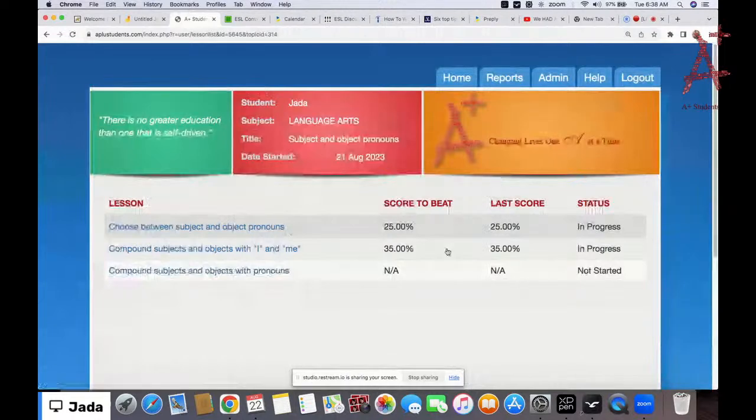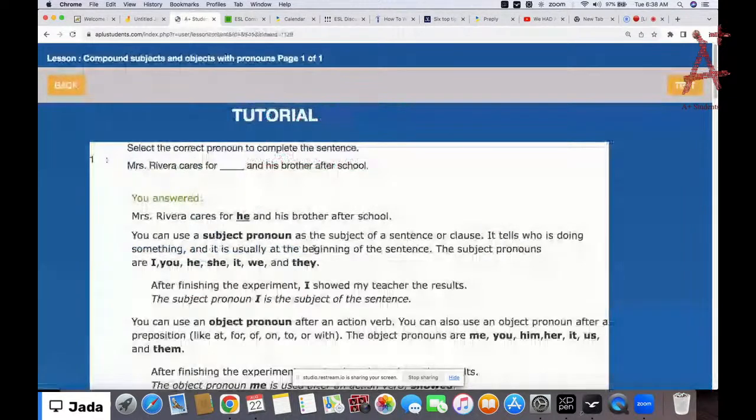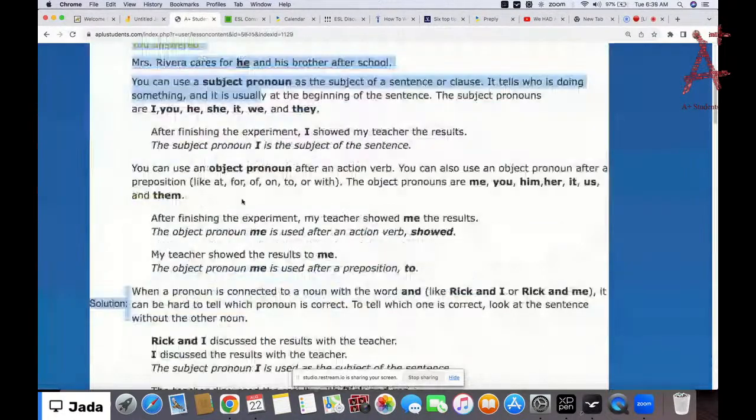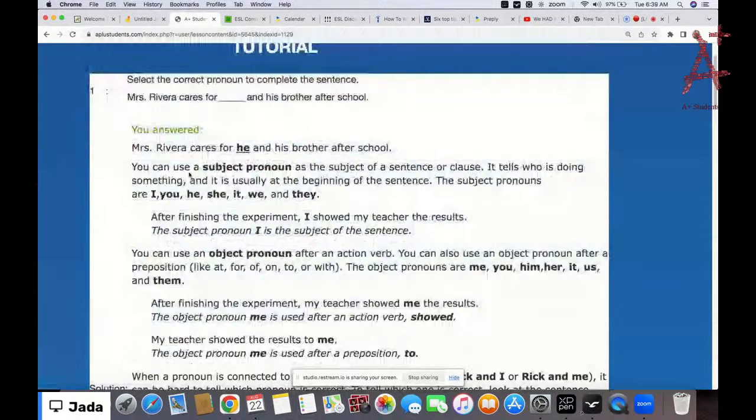Okay, so we're moving to the last lesson. Make sure you try to complete all these lessons. All right. So we have compound subjects and objects with pronouns. So select the pronoun to complete the sentence. So this is basically the same thing from what we've done so far. So you know that you use a subject pronoun as the subject of a sentence or clause. It tells who is doing something, and these are examples of the subject pronoun.